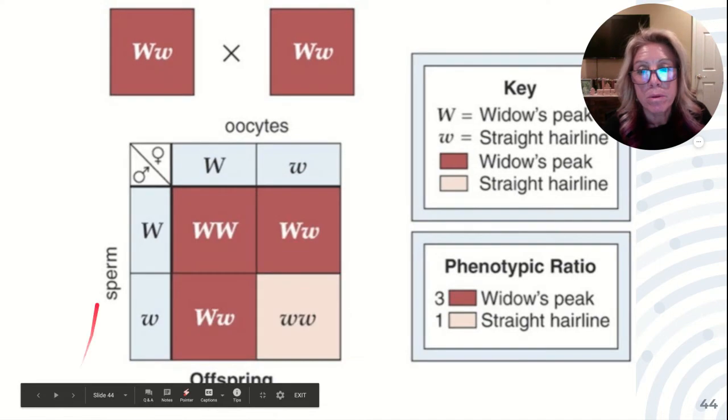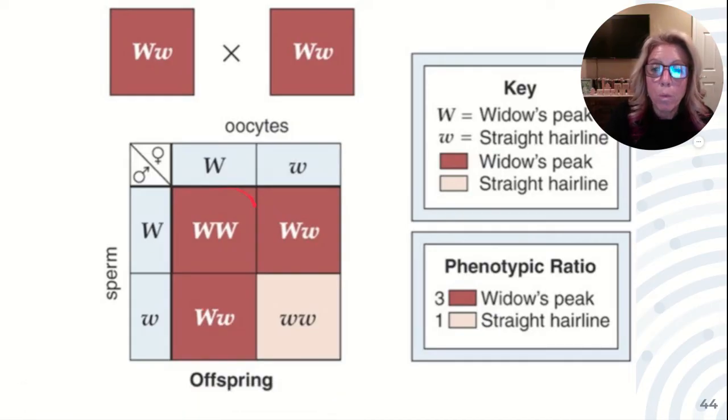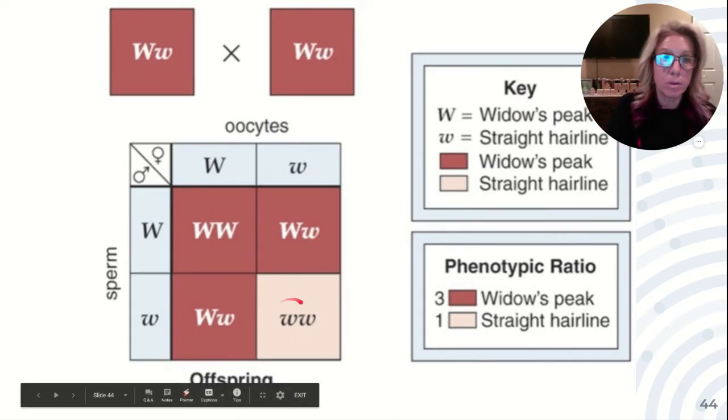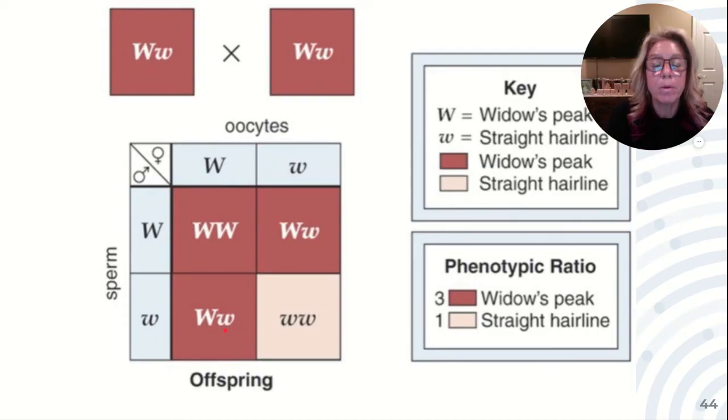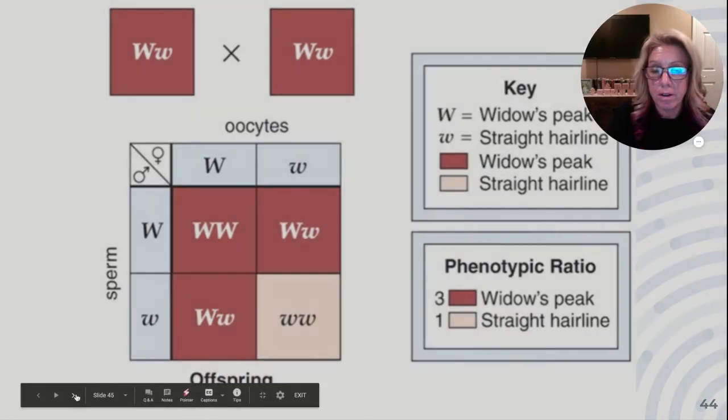Oh, here we go. When we did this cross, my genotype ratio would be 1 big W big W to 2 big W little w to 1 little w little w. And then my phenotypic ratio is right here. It would be 3 widow's peak to 1 straight hairline.